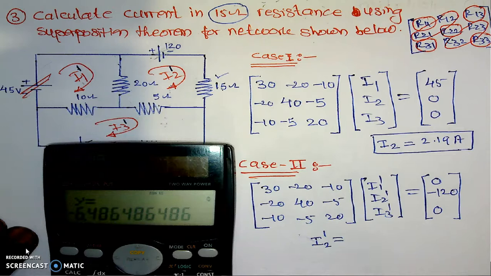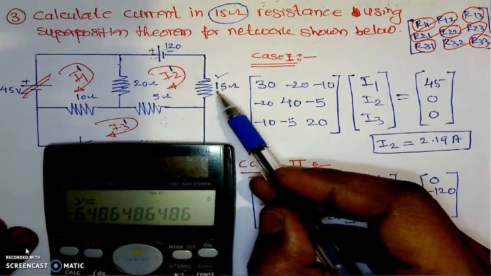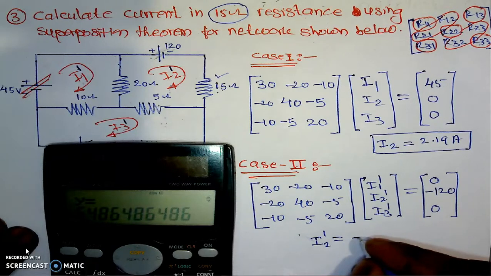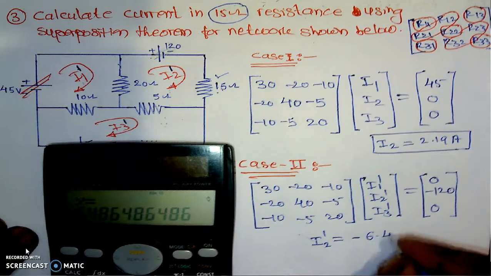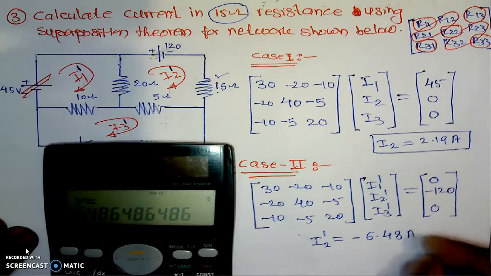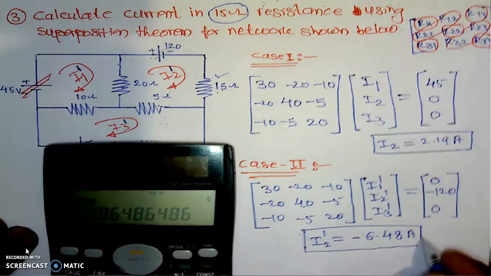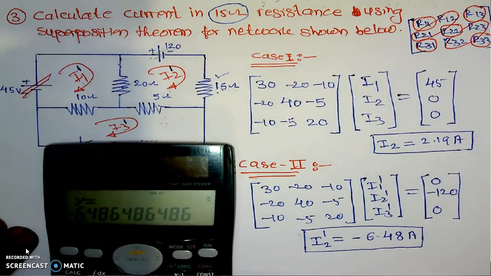This is I2, in which we are interested for the second case, that is I2 dash. Its value will be minus 6.48 amperes. This is the current flowing through the load resistance for case number 2.